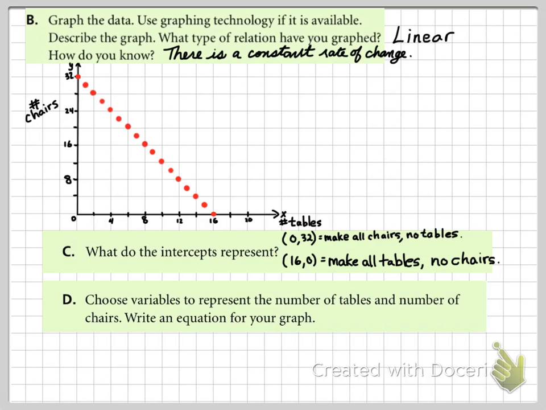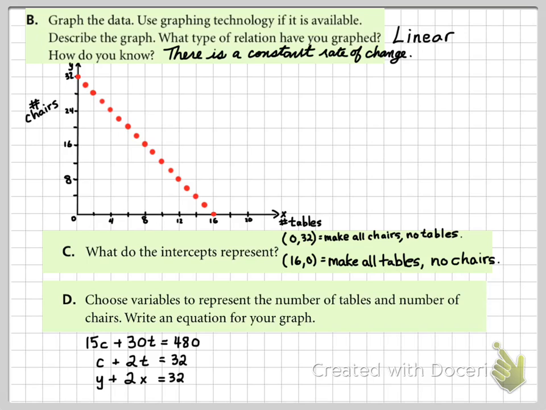Choose variables to represent the number of tables and the number of chairs and write an equation for your graph. Well, we could say 15 minutes for every chair plus 30 minutes for every table would have to add up to 480 minutes, because 8 hours in a day times 60 minutes in an hour means that she's going to work 480 minutes in a day. I can divide everything by 15 and I'm going to get c plus 2t is equal to 32. And then I can also change this into x and y. Since the tables is x and c is y, we can say y plus 2x is 32.